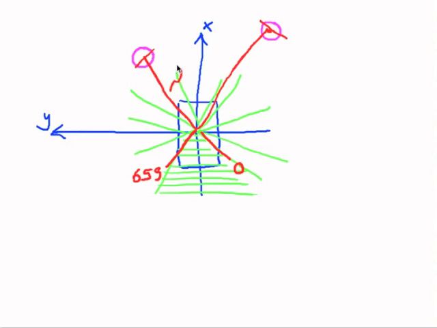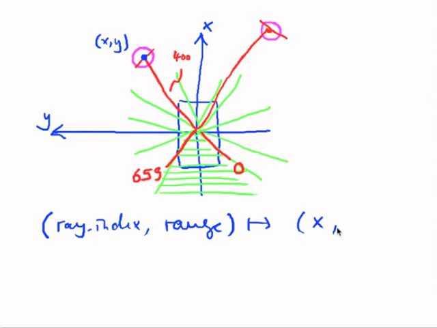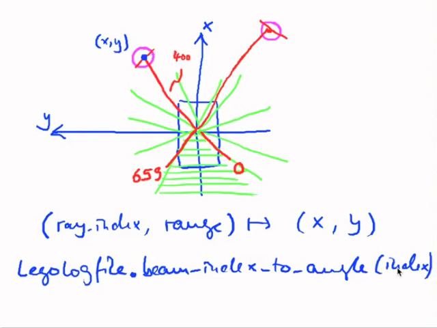So this may be index 400. I want you now to produce the XY coordinates in the robot's coordinate system. For every detected cylinder, given a ray index and range, I want you to produce the X and Y in the robot's coordinate system. For converting the ray index to an angle, there's a function provided in the LegoLogFile class, which is called LegoLogFile.beamIndexToAngle. This will convert the index, like 400 here, to an angle measured in radians.